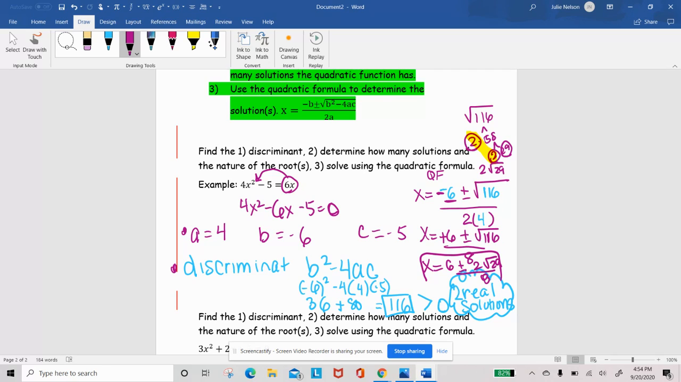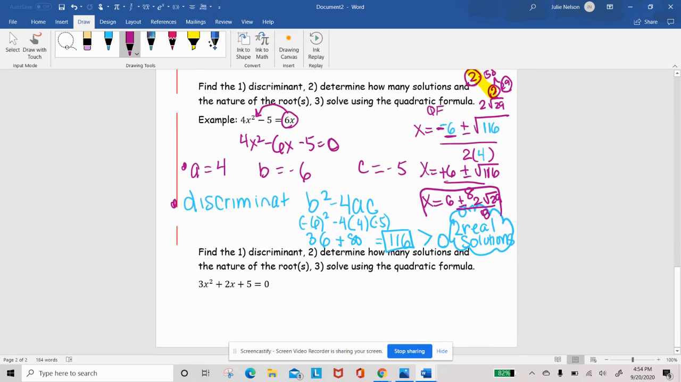And those are called real numbers because they're not imaginary. You're not taking a square root of a negative. If you were to put this in a decimal form, you could approximate where those numbers exist. All right, let's take a look at this next problem right here.